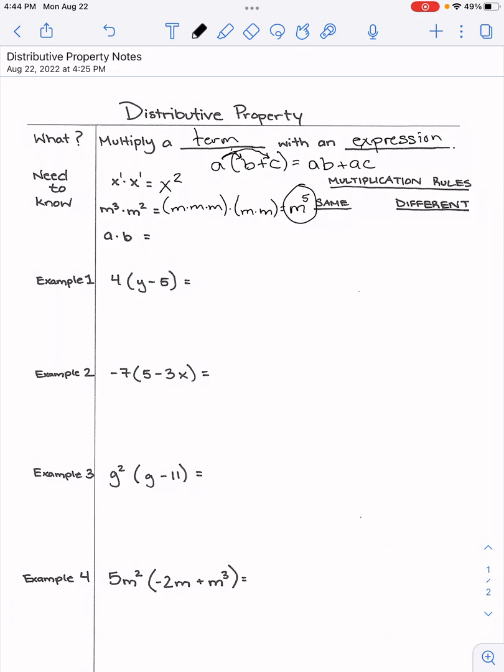And then finally, we have a times b. We actually did this right up here. This is just ab. I can choose to put the multiplication symbol in between or not. It means the same thing.